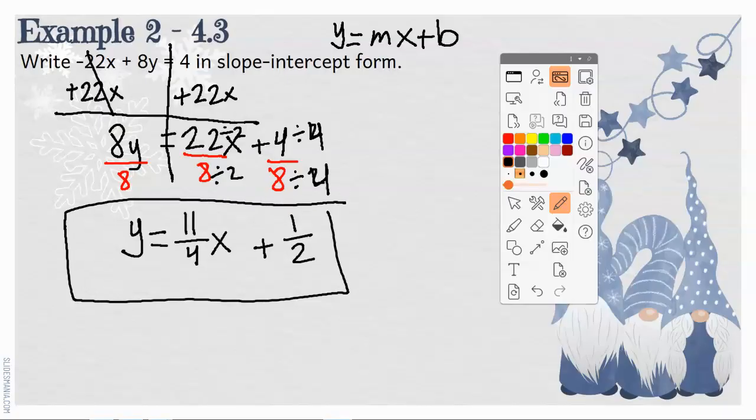So sometimes they're going to give it to you in not slope-intercept form, and you want to make it slope-intercept form. And again, you do that by taking the x, bringing it over to the other side, and dividing everything by the number in front of the y.